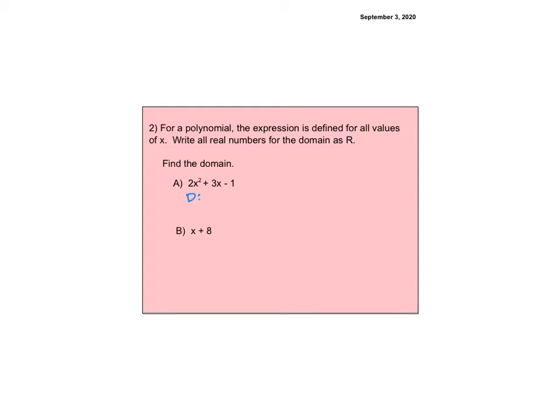So my domain here, it's just 2x squared plus 3x minus 1. They're all single terms connected by addition or subtraction. Notice we don't have a fraction, so we don't have anything down in the denominator. We just have this nice polynomial. And it says for a polynomial, the expression is defined for all values of x. So everything will work, and we can simply say all real numbers. Or you can abbreviate it and just do this capital letter R. That means all real numbers.